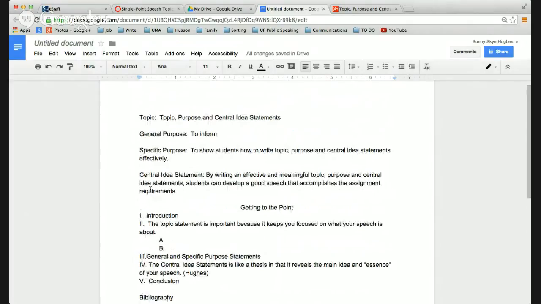All right, so that is how to write an effective topic, purpose, and central idea statement. I encourage you to read your text as well. It has a lot of really helpful information on this. There are also examples available at the end of the modules. And as always, if you need more help, please let me know.